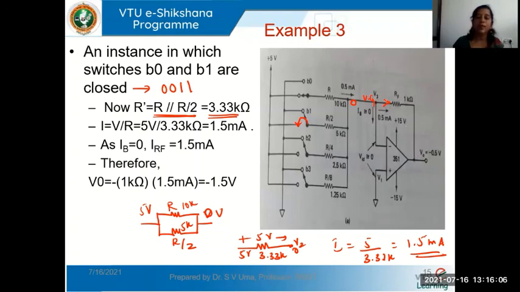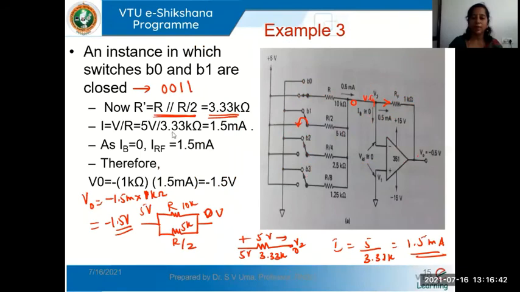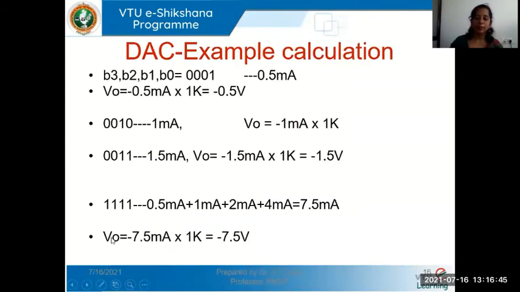And the output voltage can be written as the voltage drop across this resistor with a negative sign. So V0 can be written as minus 1.5 milli into the value of the feedback resistor 1K. So I'll get minus 1.5 volts, which represents the third step in the staircase. You see the third step corresponds to the digital input 0011, and corresponding to that the analog voltage reached is minus 1.5.